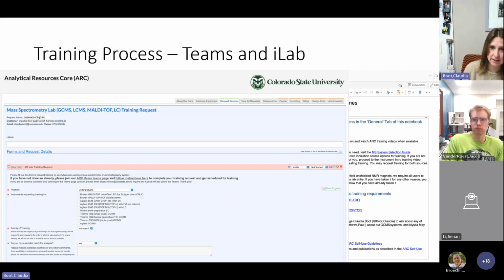And then once you're in the MS team, the way you request training is through our iLab site. This is something that works with your CSU EID, and you can sign up to get trained on any of the instruments that we talked about today and tell us a little bit about what your samples are and what you're trying to do, and then you'll get scheduled with the right person, Jackie or Paul or me or Gwen or Alyssa, in order to use the instrument that you want to use.